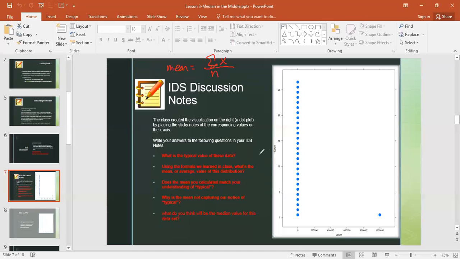Why is the mean? And then we'll talk about these afterwards. So what do you guys think the typical value of this data is? I have 27 zeros, 1 sticky note with a million on it. What's the typical value of this data?